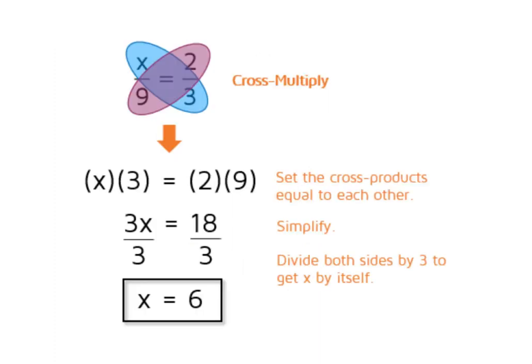So solving proportions, you are going to use cross multiplication here. It does not matter if it has a number or a group. You're still going to use cross multiplication. All right, you're going to multiply top left to bottom right, set that equal to top right to bottom left.